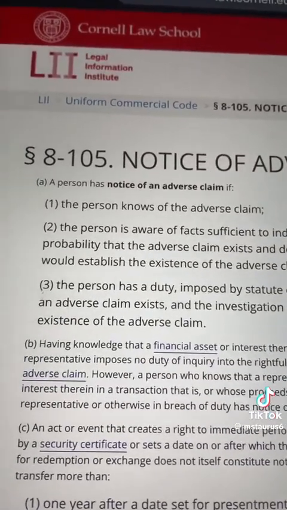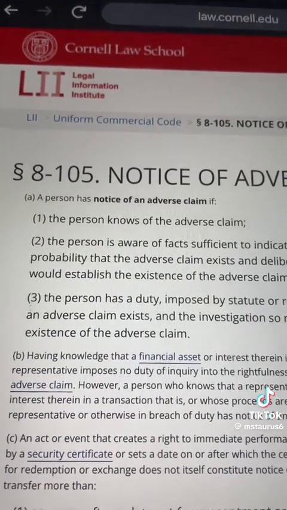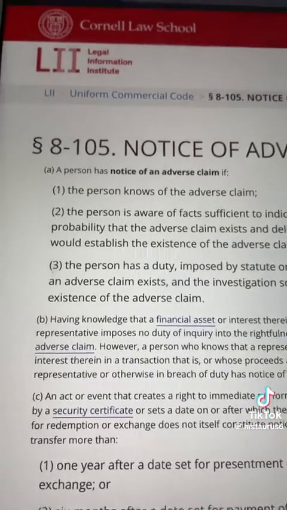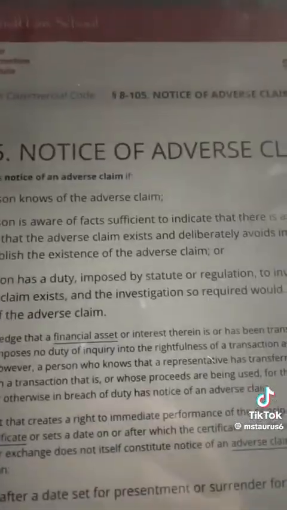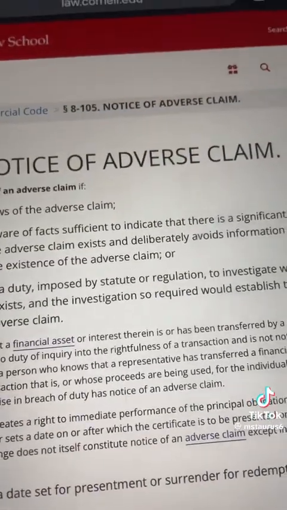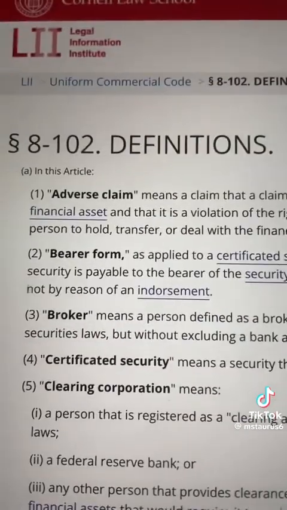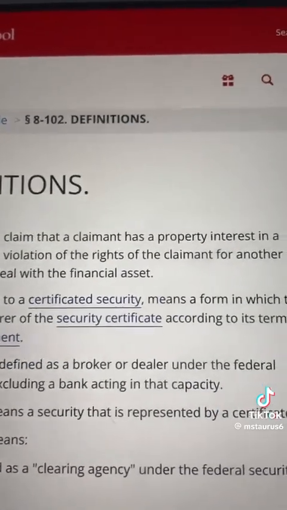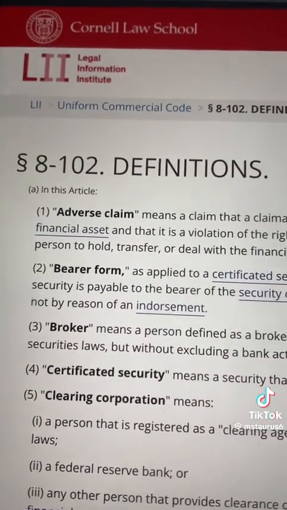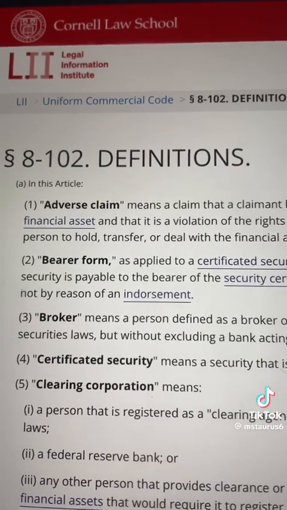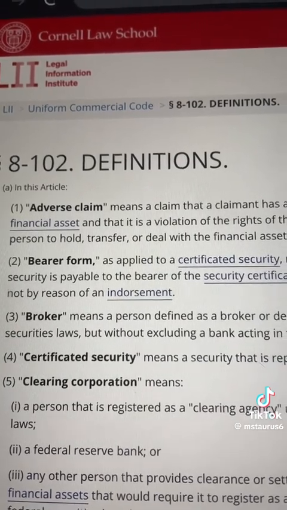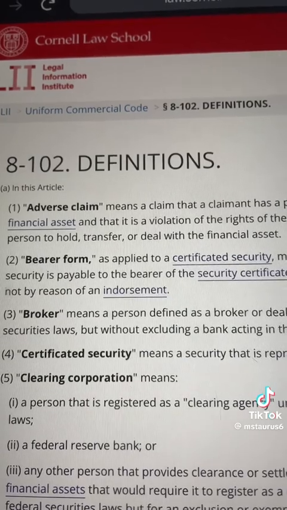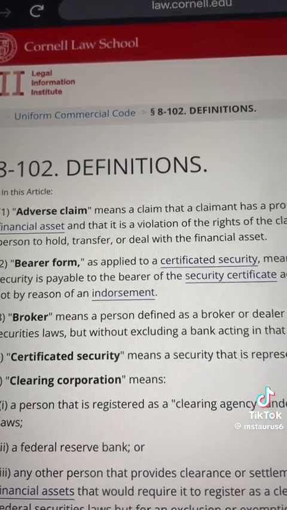This is why you always hear me speaking of giving notice in writing, because if you give notice, then they have no excuse for their actions. And an adverse claim exists once you give notice of the adverse claim. What is the adverse claim? Once again, a claim that a claimant has a property interest in a financial asset. Have you given notice that you have an interest in any financial assets? If so, an adverse claim has arisen.